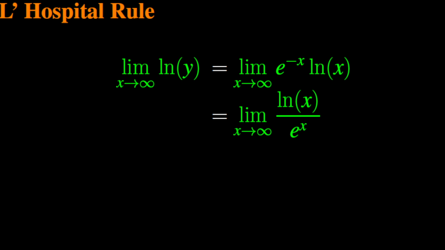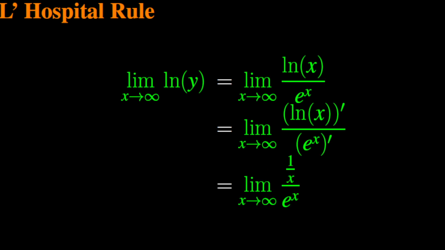So, the first thing we have to do is to transform the product exponential of negative x times log of x into a fraction. For this, we have to replace the exponential of negative x by its equivalent form, 1 over exponential of x. The new expression of the limit is limit as x goes to infinity of log of x over exponential of x. But if we evaluate the limit as x goes to infinity of log of x over exponential of x, we will get infinity over infinity.